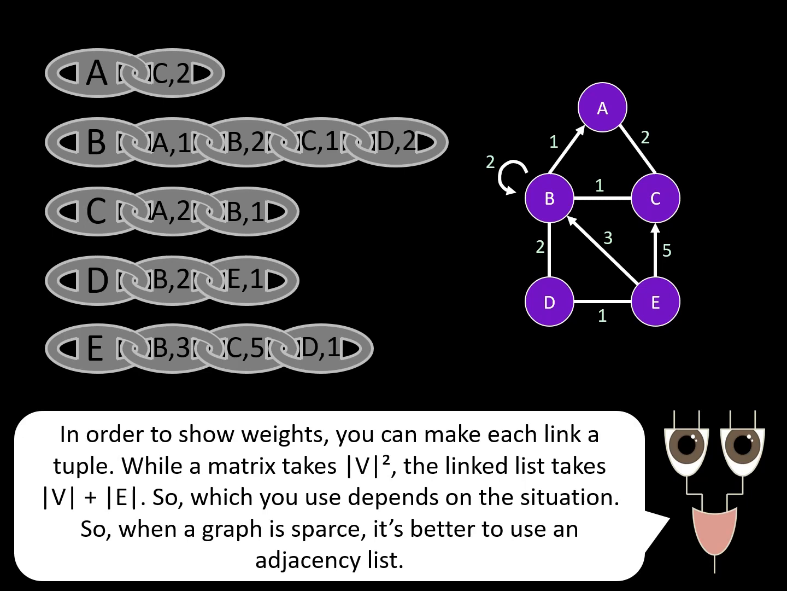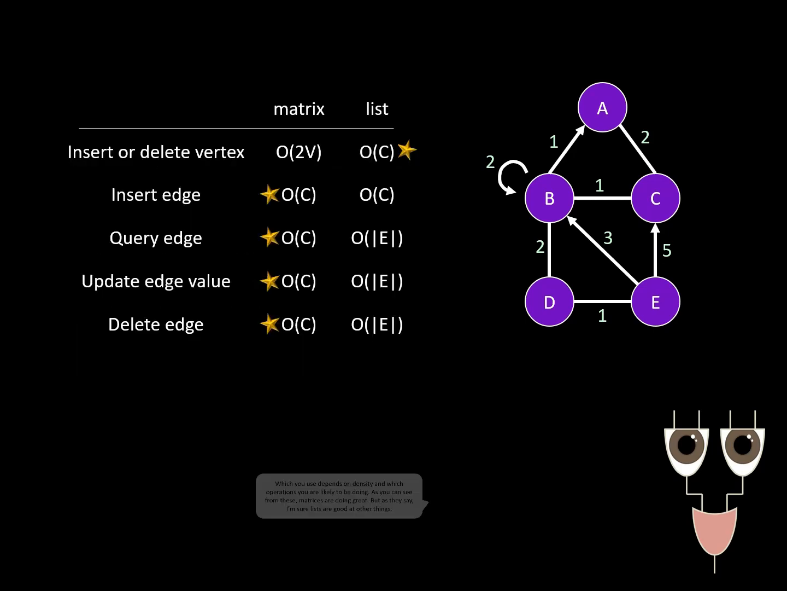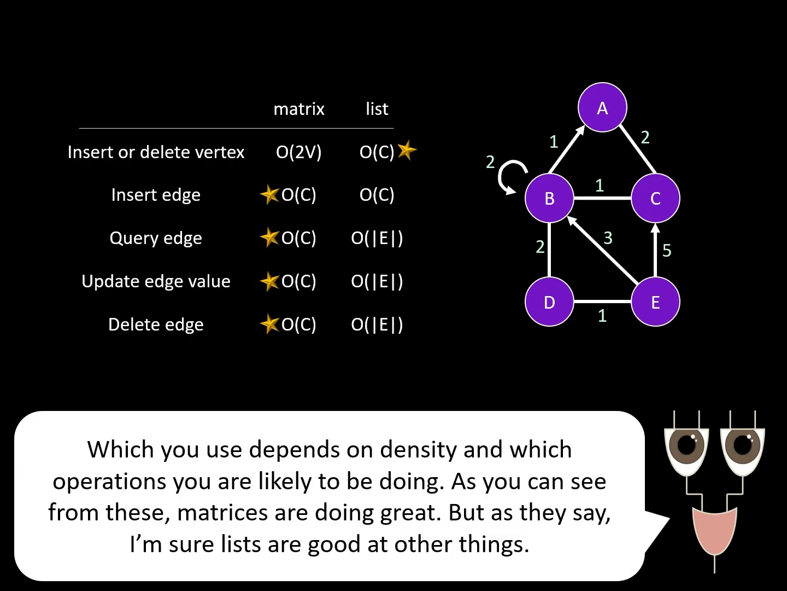While the matrix takes V squared, the linked list takes V plus E. So which you use depends on the situation. When a graph is sparse, it's better to use an adjacency list. Which you use depends on density and which operations you are likely to be doing. As you can see from these, matrices are doing great. But as they say, I'm sure lists are good at other things.